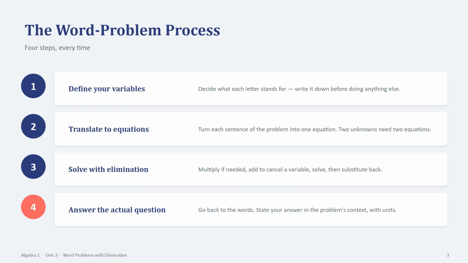The third step is to solve with elimination. Multiply if needed. Add to cancel the variable. Solve, then substitute back. And the fourth step is to answer the actual question. Go back to the words. State your answer in the problem's context with units. These are the four steps of the word problem process.